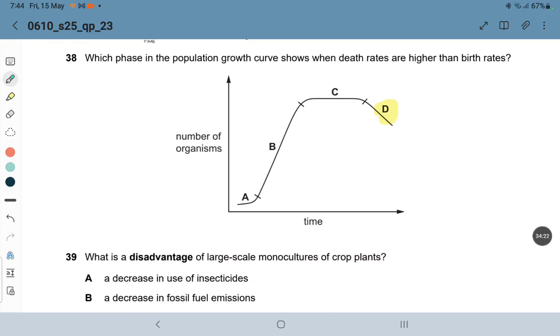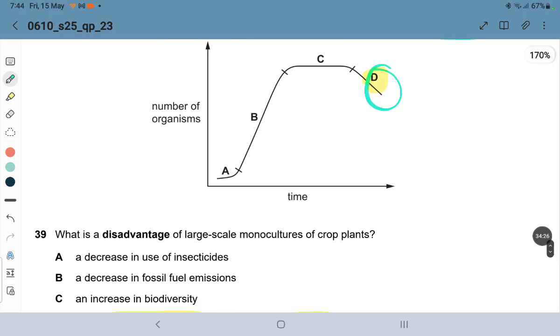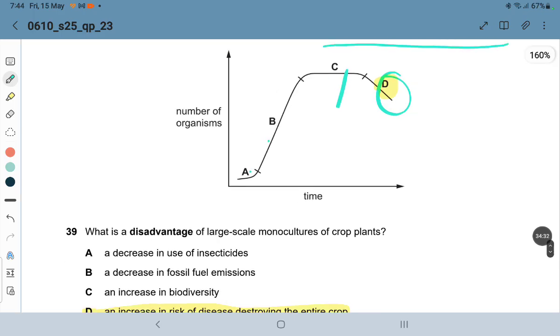Now question 38. Which phase in a population shows when death rates are higher than birth rates? Of course it is letter D, because in here this is the lag phase, this is the exponential or log phase, this is the stationary phase, and this is the death phase.